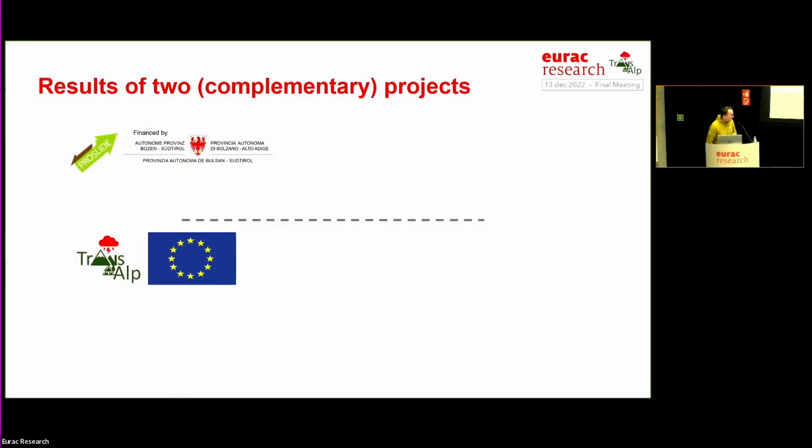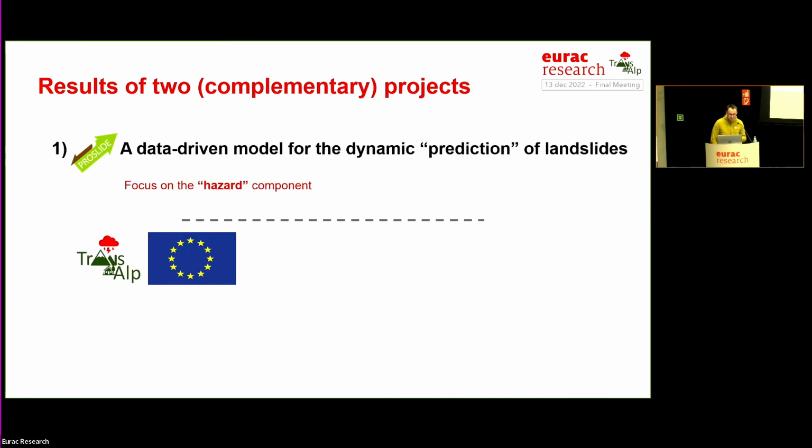So we present here the results of two related or complementary projects, namely the ProSlide project and the TRANS-ALP project. I will talk about the ProSlide project. It's a project funded by the province of South Tyrol. And here I will present a data-driven model, which was used for the dynamic prediction of landslide probabilities, focusing on shallow landslides in the area of South Tyrol. So this first part focuses therefore on the hazard component.